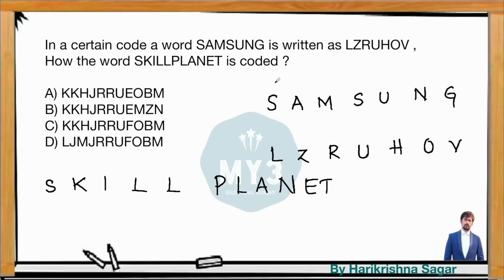First, if you observe the direct positions of the alphabet, S is the 19th alphabet and L is the 12th alphabet. A is 1, Z is 26, M is 13, R is 18, S is 19, and 21, 8, and 14, 15, G is 7, and V is 22. If you observe respectively, there is no logic.